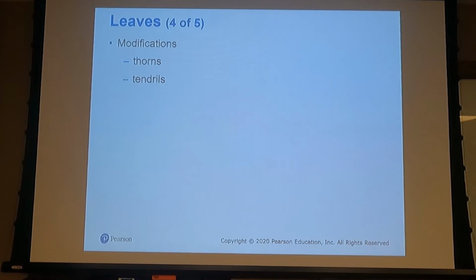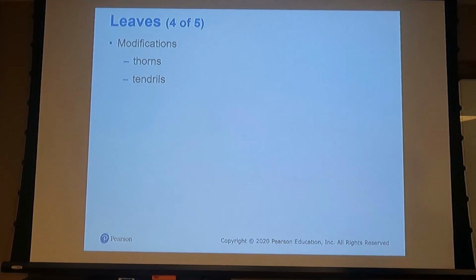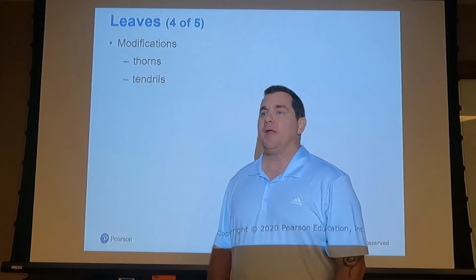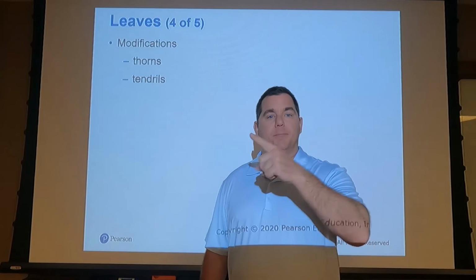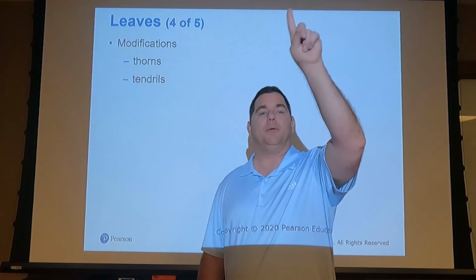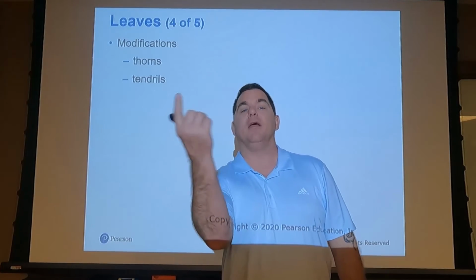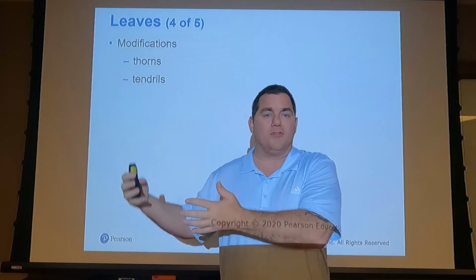There are some different modifications that we're not necessarily focused on, such as thorns and tendrils. Thorns you can think of on a rose bush, and tendrils are kind of like when you see bean plants and vines growing up, let's say, a trellis or a wire fence. They kind of grow around that fence, and that's a way to support.